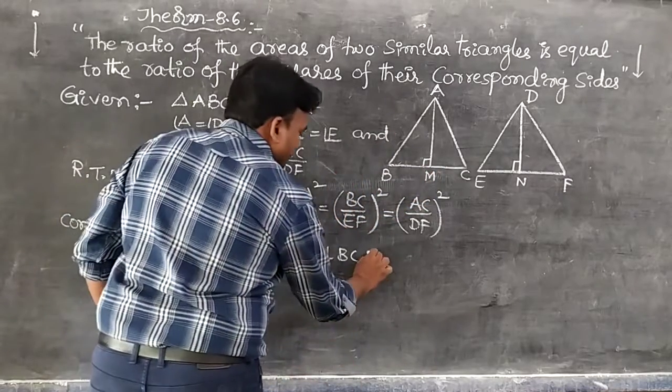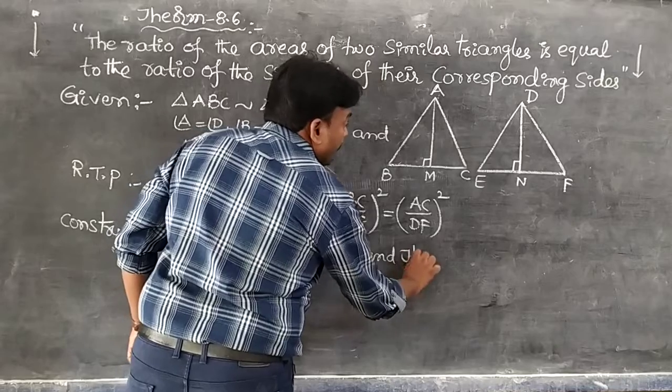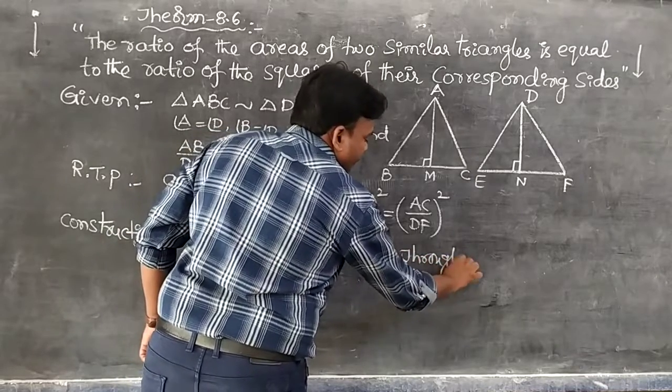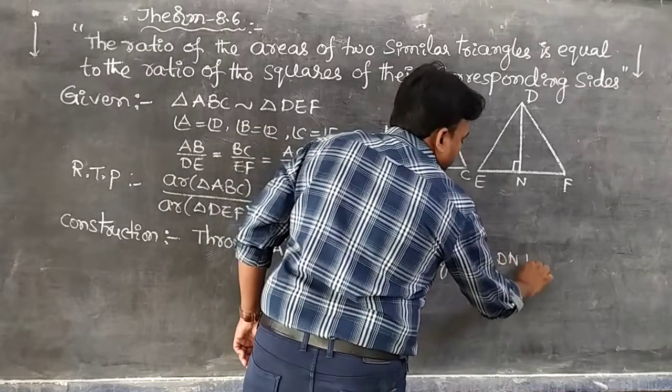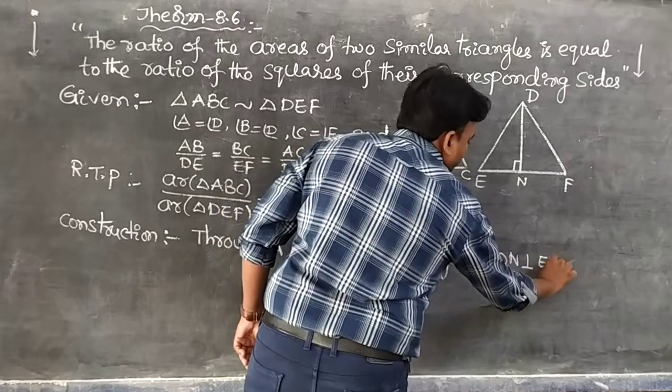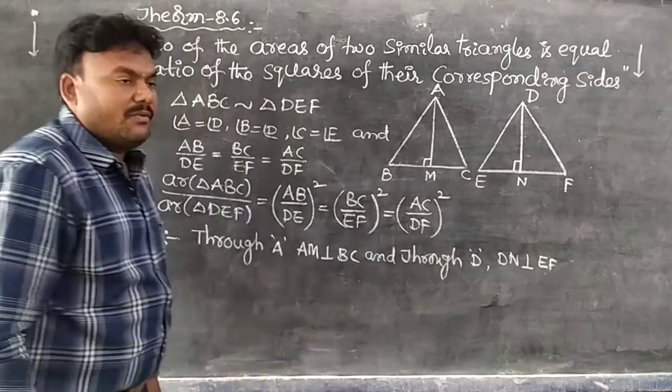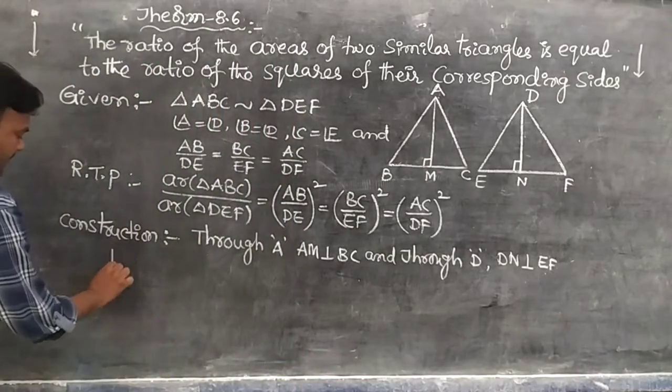And also through D, here also the same. DN is perpendicular to EF. Right. Observe the proof, students.